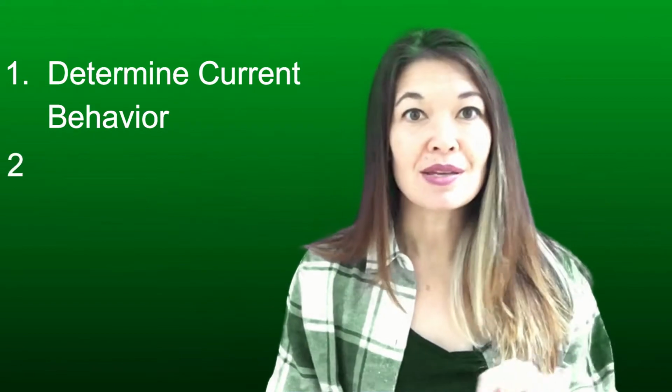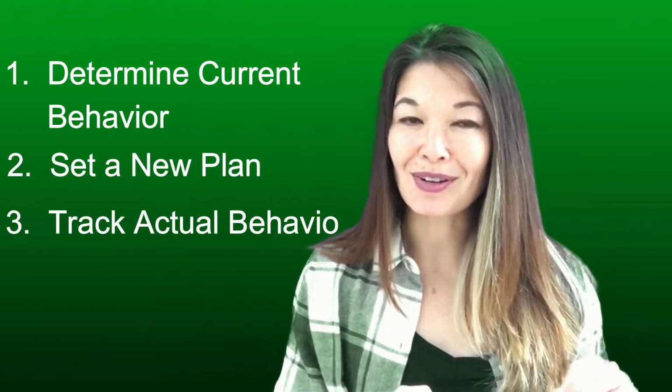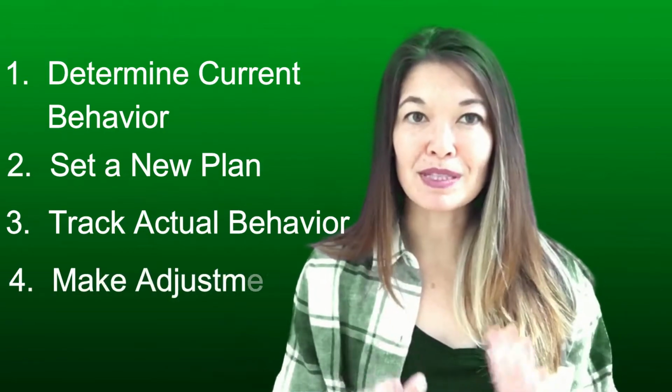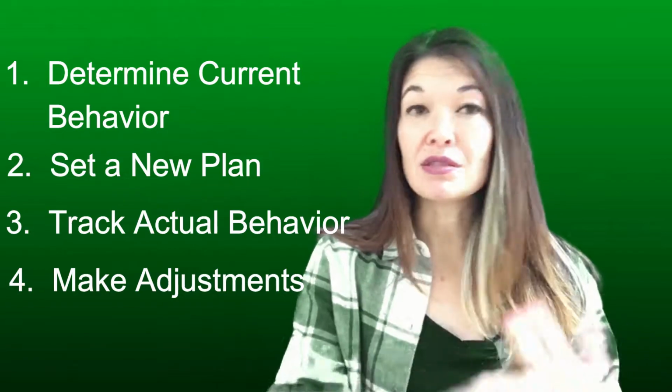Number 1, determine your current behavior. Number 2, set a plan for new behavior. Number 3, track your actual behavior. And number 4, make adjustments if needed. So these are the same steps that are used for keeping New Year's resolutions, staying on a diet, quitting bad habits, forming better habits. So let's go through it.